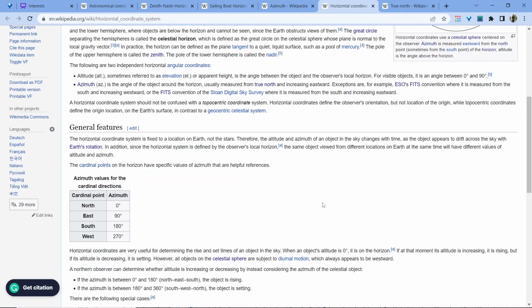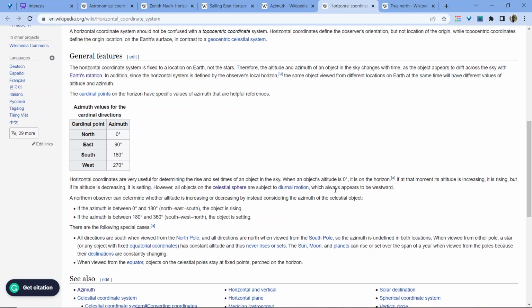Horizontal coordinates are very useful to determining the rise and set times of an object in the sky. When an object's altitude is 0 degrees, it is on the horizon. If at that moment its altitude is increasing, it is rising, but if its altitude is decreasing, it is setting. However, all objects on the celestial sphere are subject to diurnal motion, which always appears to be westward. What's diurnal motion?